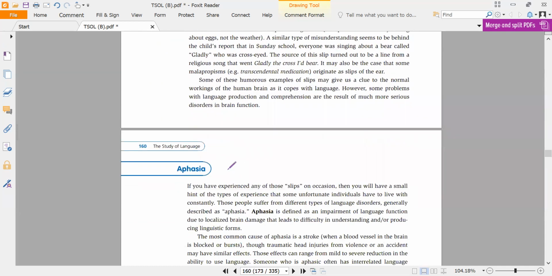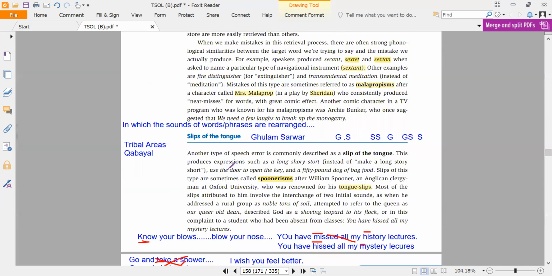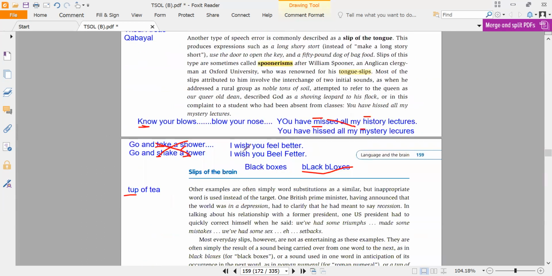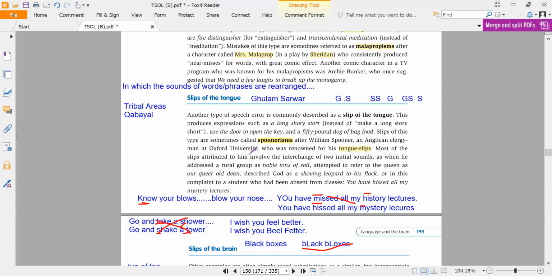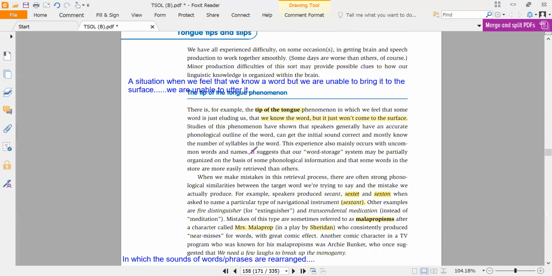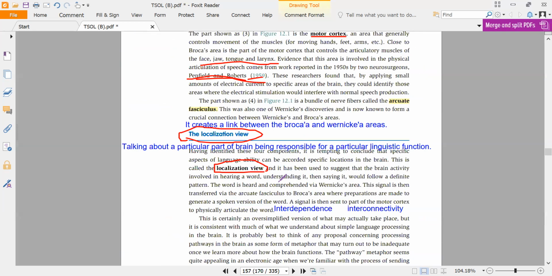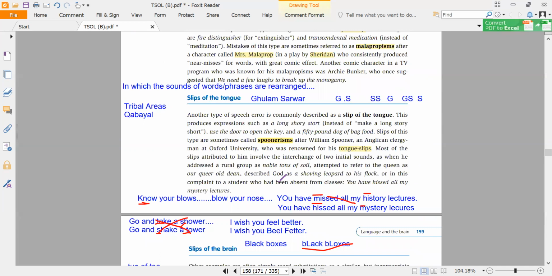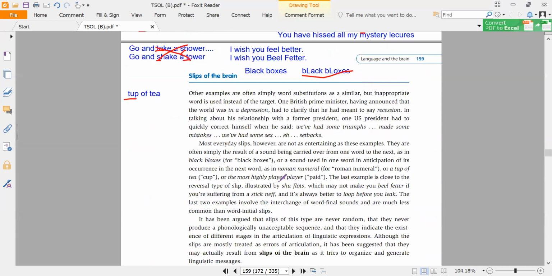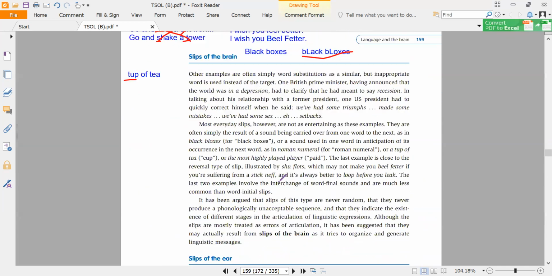And the last example which I mentioned is exchange or interchange of the final consonants of two or more words, such as that example, look before you leap. So look before you leak, right? Okay. So this is all about slips of the tongue.